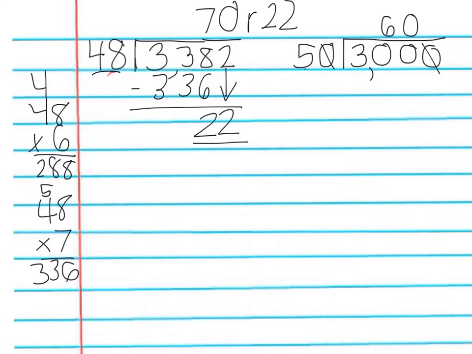My estimation of 60 was close, and it kind of hurt me, and I had to adjust a little bit. Maybe I should have gone up to 35 when I estimated. Then I would have gotten the 70, and then I would have been really, really close. So that's one thing that could happen while you're dividing, so that you have to adjust.